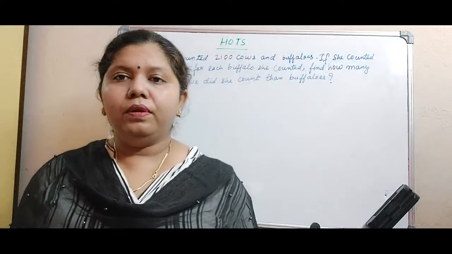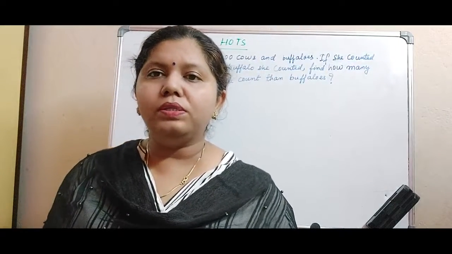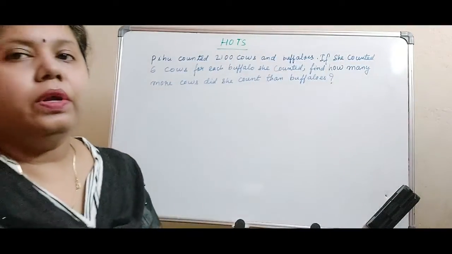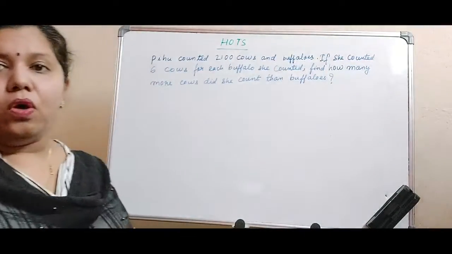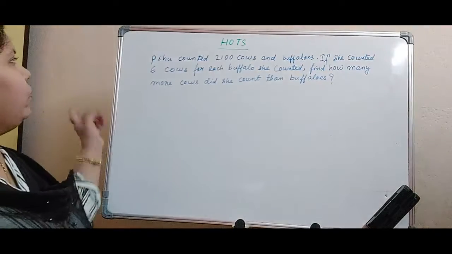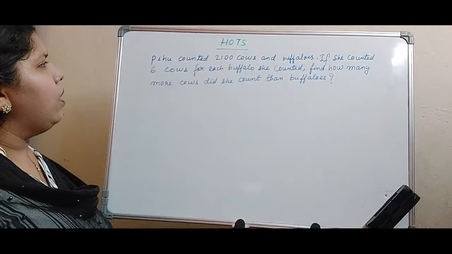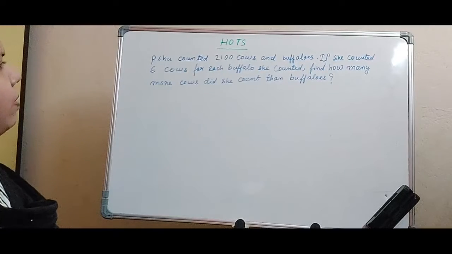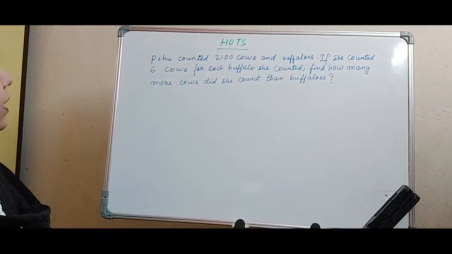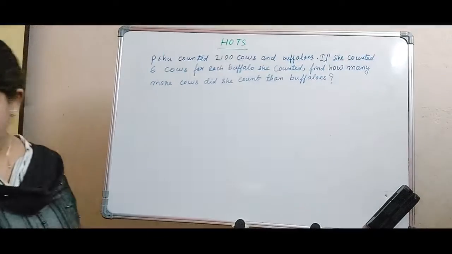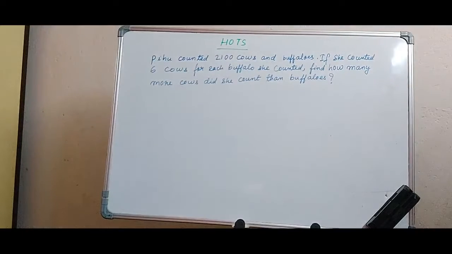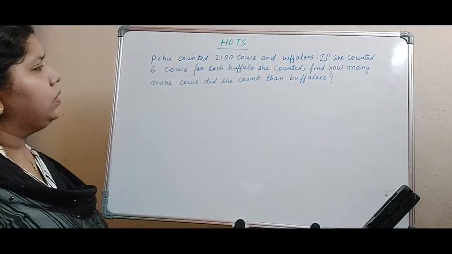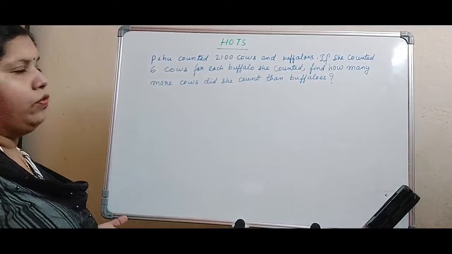Students, today we are doing the questions from HOTS and objective types in this class. So let us look at the first question, that is from HOTS. The question is, Pu counted 2100 cows and buffaloes. If she counted 6 cows for each buffalo, find how many more cows did she count than buffaloes.